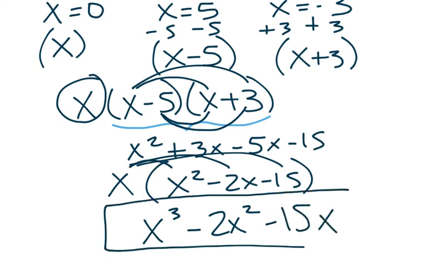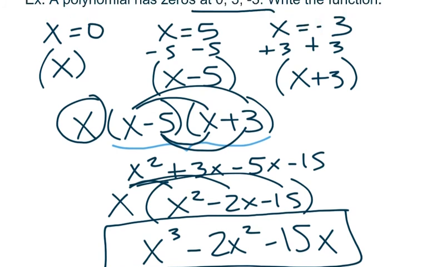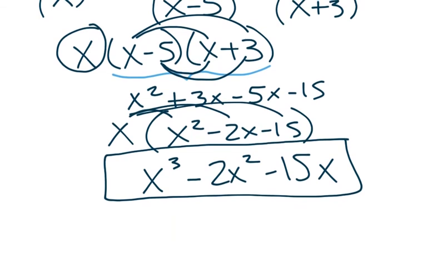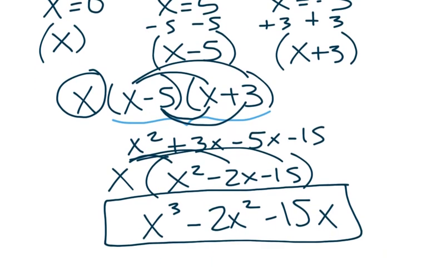So what I'm saying is this is the polynomial that should have zeros at 0, 5, and negative 3. So you could graph this right now and make sure it hits the x-axis at 0, 5, and negative 3 if you wanted to. That's a way to check over your work and get a better grade.